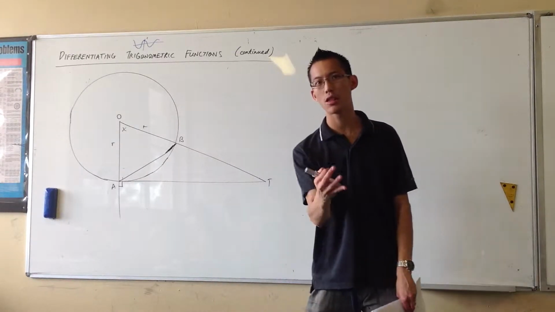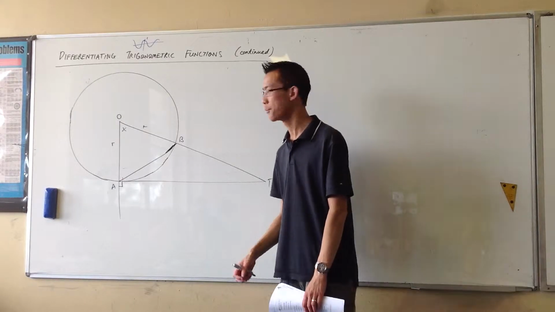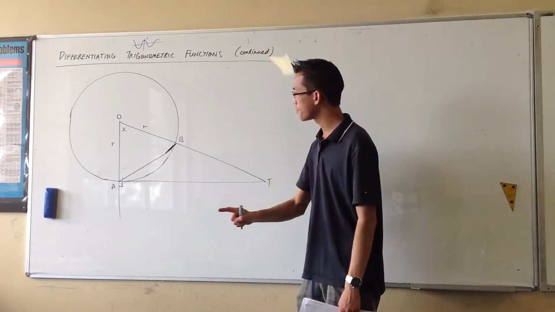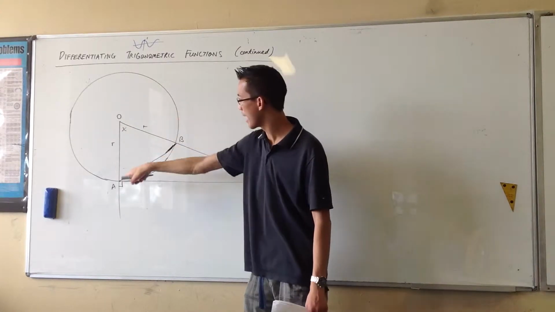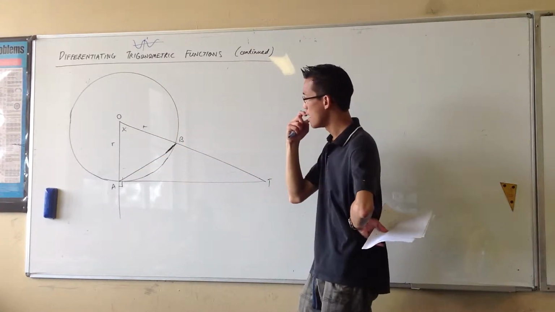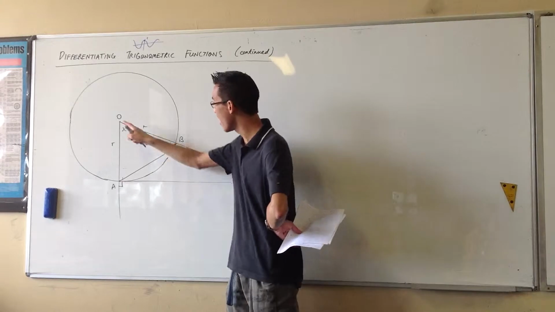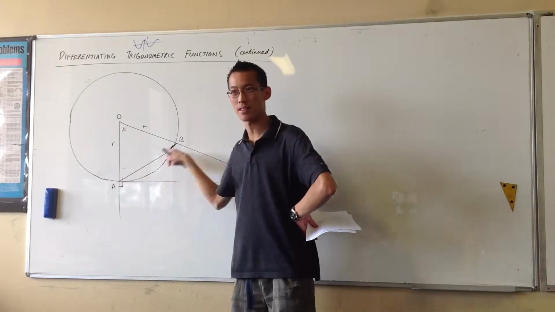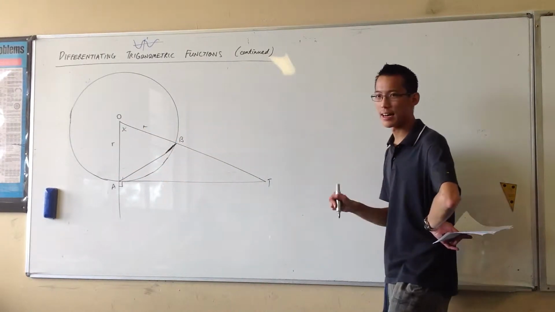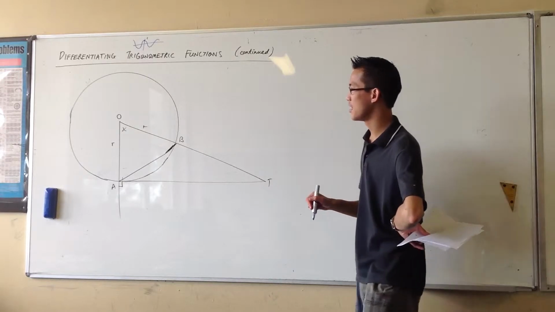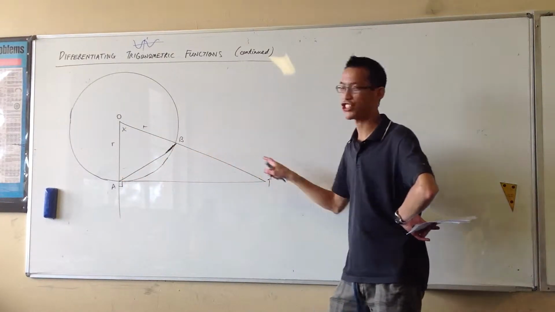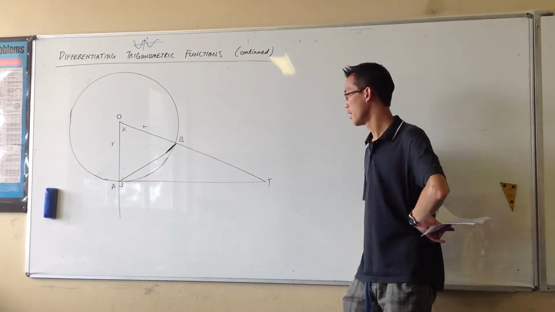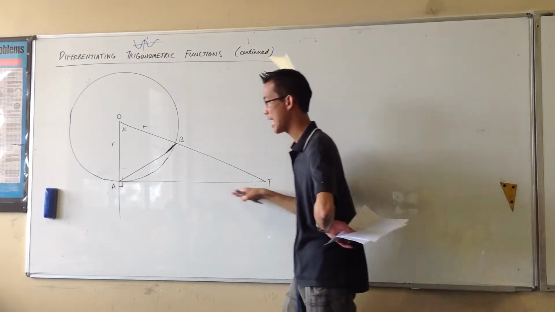So I'm interested in three particular shapes here, okay? Number one, I'm interested in this triangle OAB. Then I'm interested in sector OAB, so the slice of pizza, okay? And then lastly, I'm interested in the bigger triangle here, triangle OAT. I called it T because I've got a tangent going through here.